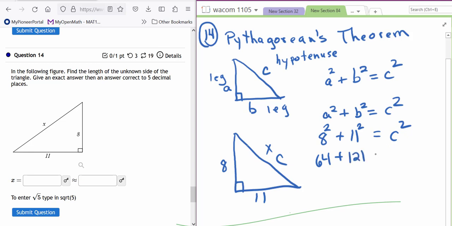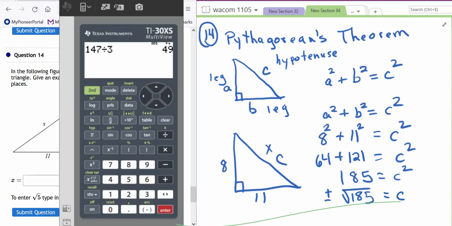You can test that on your calculator. And let's add these together. So that is a 5 and 8, and 185 equals C squared. We don't want C squared, we want C. So we're going to take the square root, and normally here you would get plus and minus, right? So we would do the square root method normally. So C equals plus or minus the square root of 185, right? And that is not a perfect square.